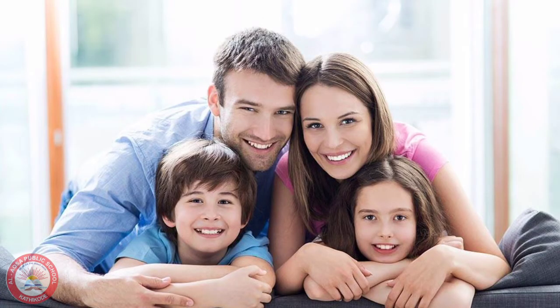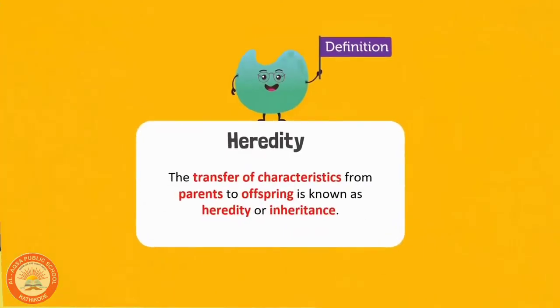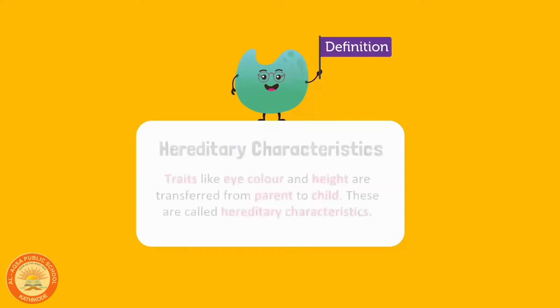In all organisms that reproduce, we can see that the children or the offspring resemble their parents. Children resemble their parents because the characteristics from the father and the mother are transferred to the children. This is called heredity. The transfer of characteristics from parents to offspring is known as heredity. It is also called inheritance.